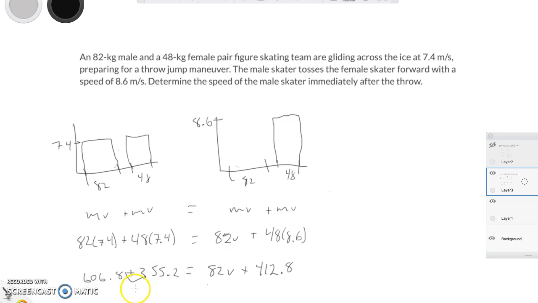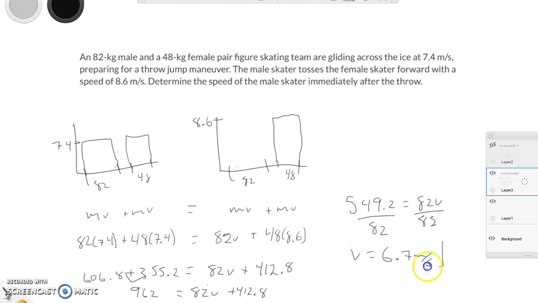We get 962. The next step would be to subtract 412.8 over to the other side. When you do so, we get that 549.2 is equal to 82V, and then we divide by 82. And we get V is equal to 6.7 meters per second.